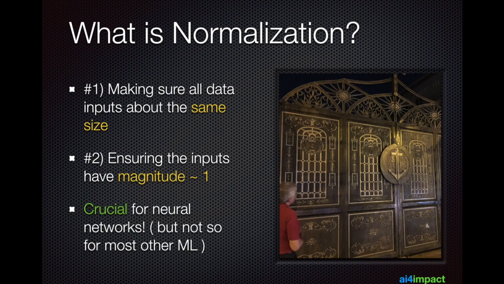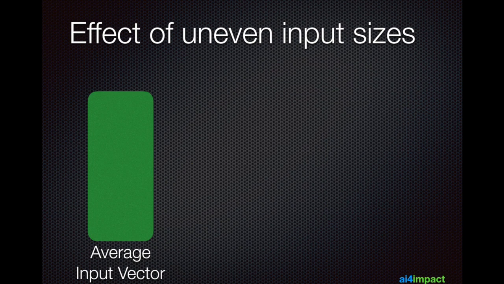Normalization is crucial for neural networks, but it's not so important for other ML techniques like decision trees or SVMs. Let's examine the effect of uneven input sizes. Let's say we have an input vector. Let's suppose it has 3 elements, x1, x2, and x3.